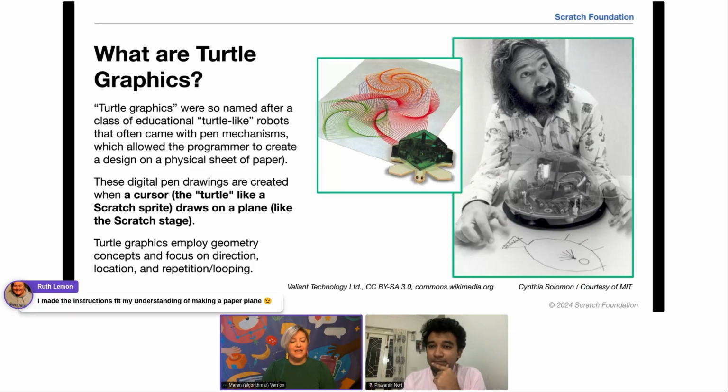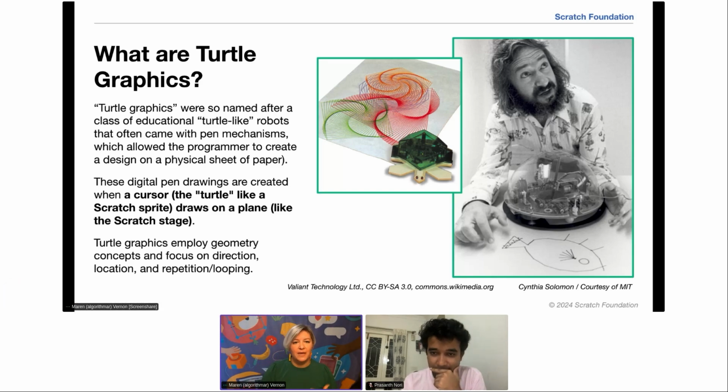Why? Not just because I love and I'm obsessed with turtle graphics, but turtle graphics are really neat because if you're not familiar with them, they are named after a class of educational turtle-like robots, and they had a pen mechanism. So you could have the cursor, the turtle, which in our case in Scratch will be a Scratch sprite, and it can draw on a plane. That could be a piece of paper when you were using the physical robot, but in Scratch, we're drawing on the Scratch stage.